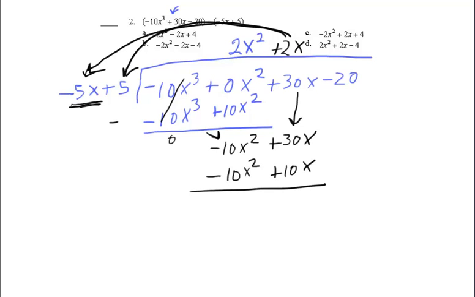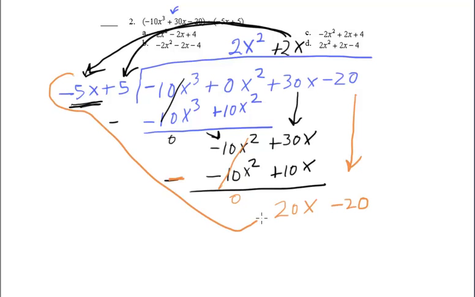Continue to do our subtraction, in a different color. Negative minus negative, well that's 0, so that cancels out again. 30 minus 10 is 20x. Bring down our last term, minus 20. So now how many times does negative 5x go into 20x? Well, it's negative 4 times, because negative 4 times negative 5x is 20x. And then negative 4 times positive 5 is negative 20.